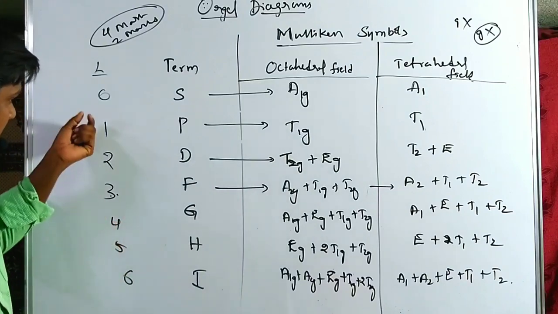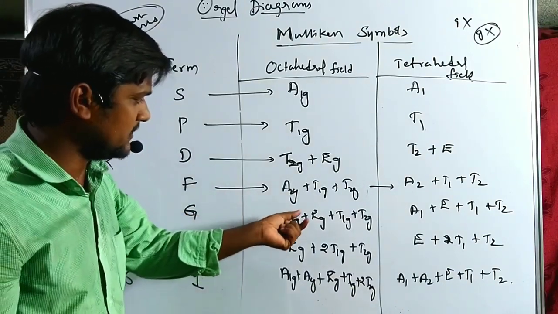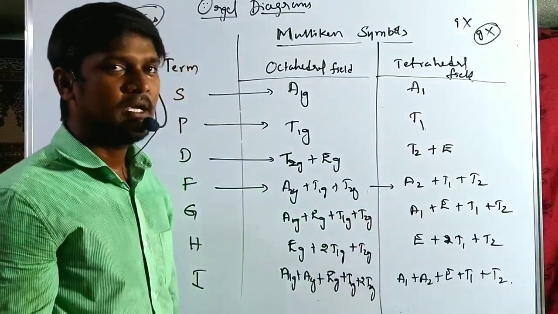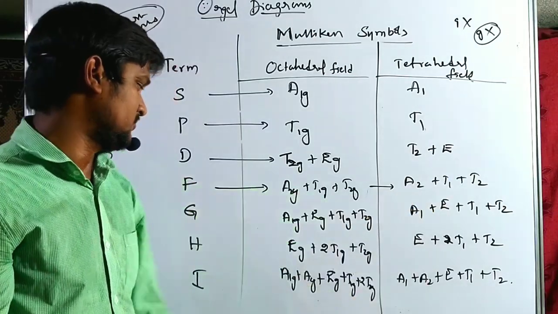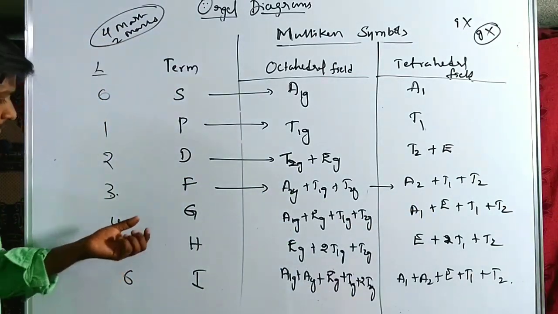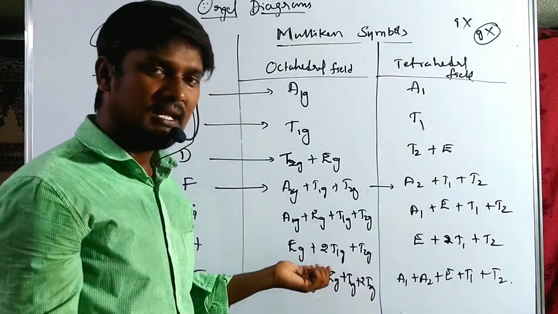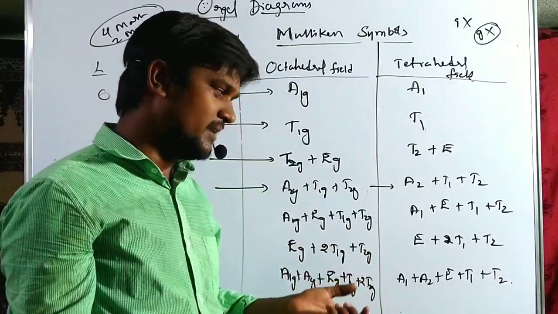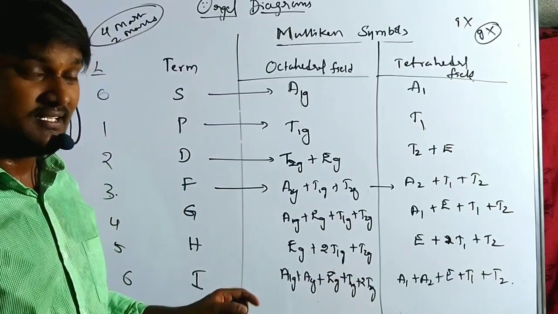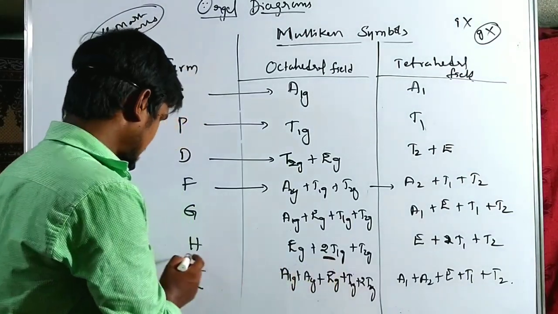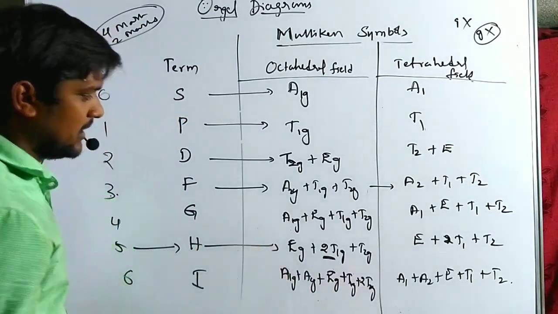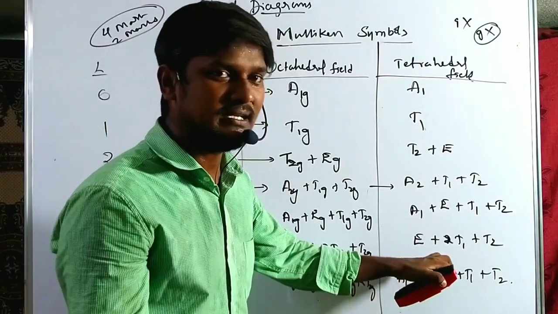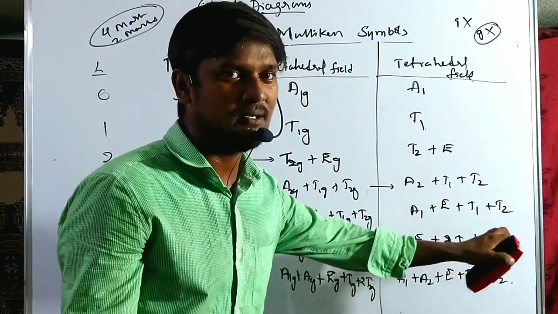Now, if L is equal to 4, then G is A1g, Eg, T1g, T2g. In tetrahedral those symbols are A1, E, T1, T2. If L is equal to 5, then the symbol is H: Eg plus 2T1g plus T2g. Note this point, 2T1g in case of the H term. In tetrahedral, the g is eliminated: E plus 2T1 plus T2.